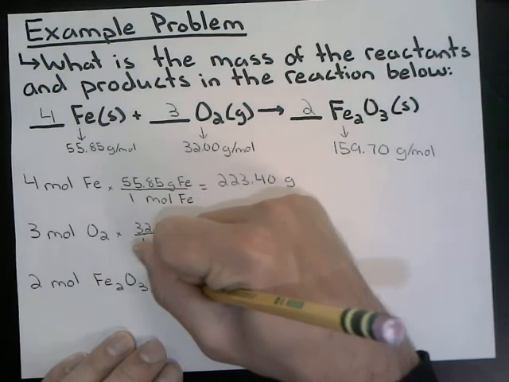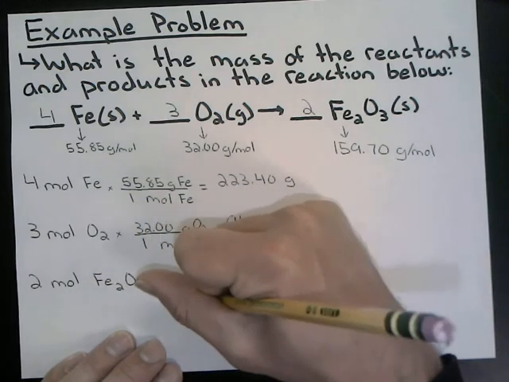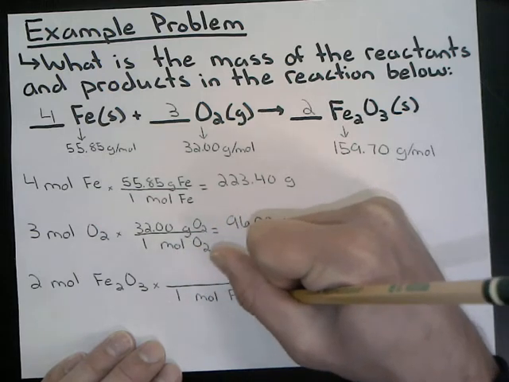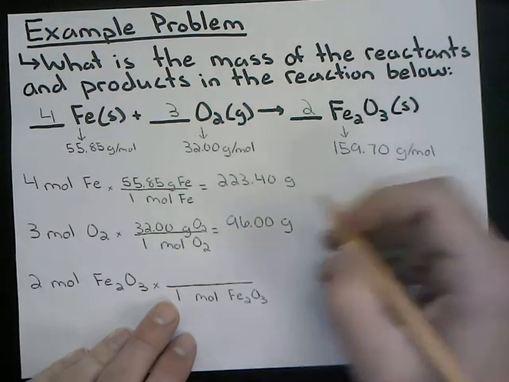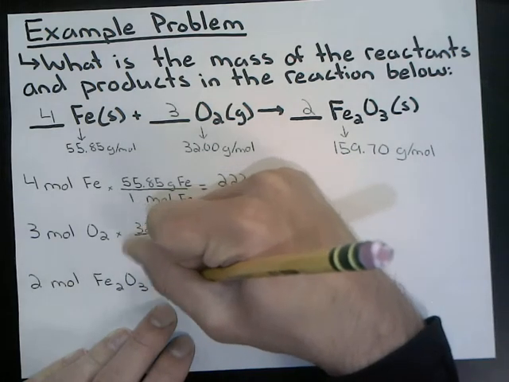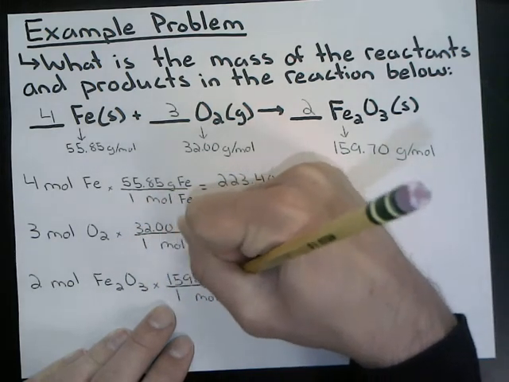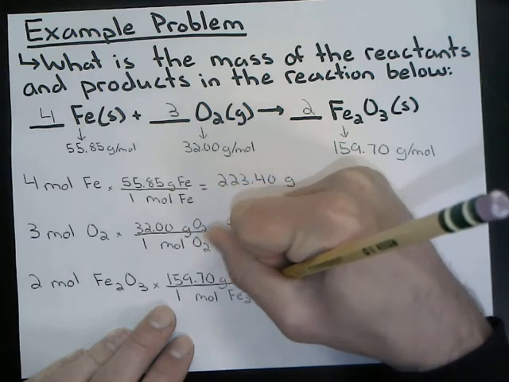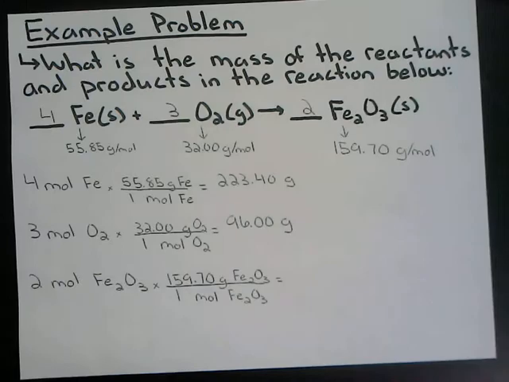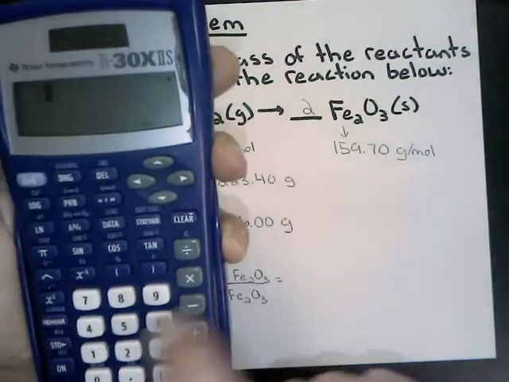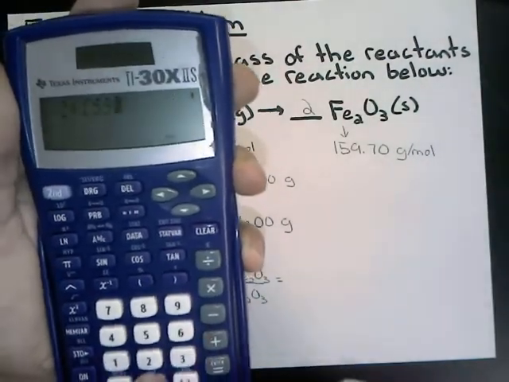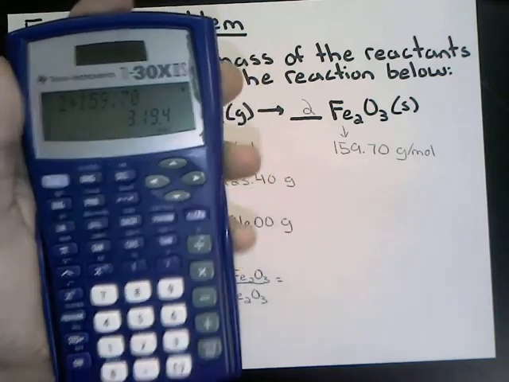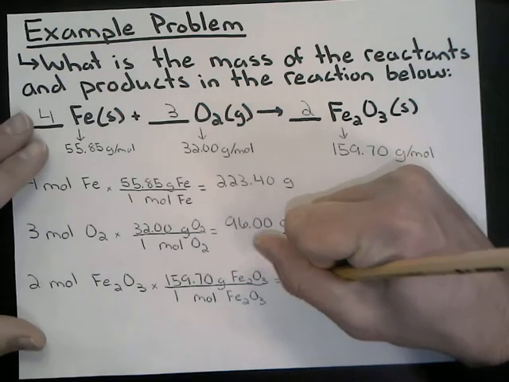And I move down to our Fe2O3. Again, I want to cancel out moles, so I put 1 mole of Fe2O3, and I put the molar mass, which is 159.70 grams of Fe2O3. And I plug this into my calculator. So I take 2 times 159.70, and I press enter, and I get a value of 319.40 grams.